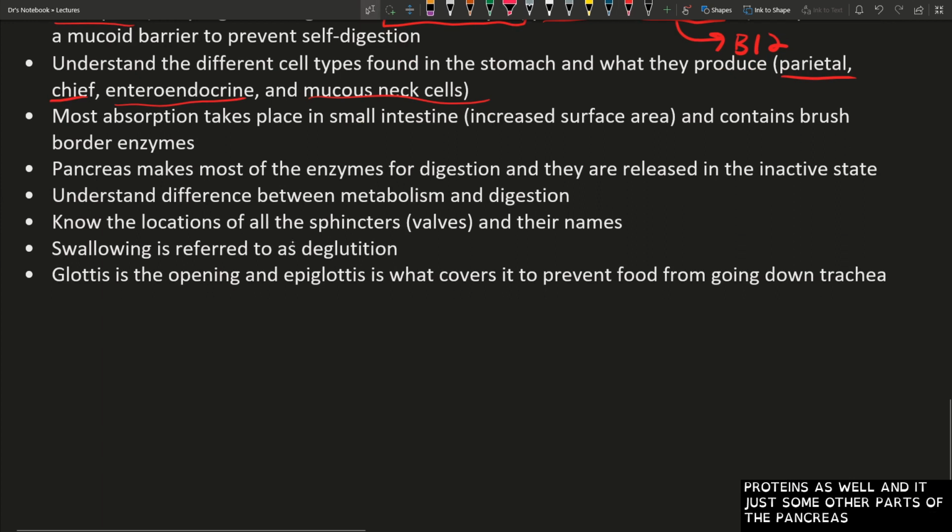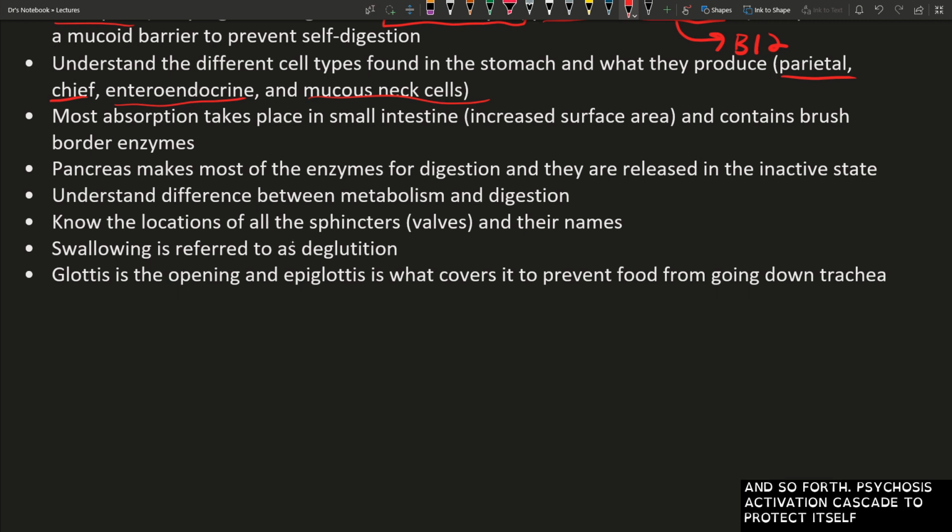The pancreas makes most of the enzymes for digestion. And remember, these are released in an inactive state. If the pancreas produced active proteases and lipases and things like that, it would eat itself. So it releases them in an inactive state, something like trypsinogen, which is then activated to trypsin and so forth. So it goes through this activation cascade to protect itself.